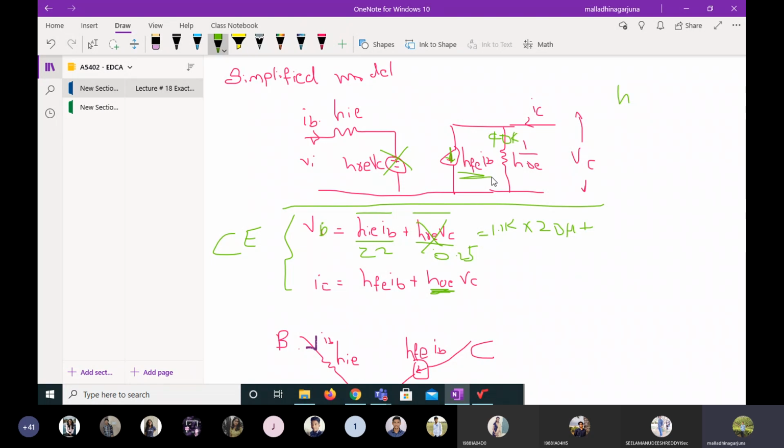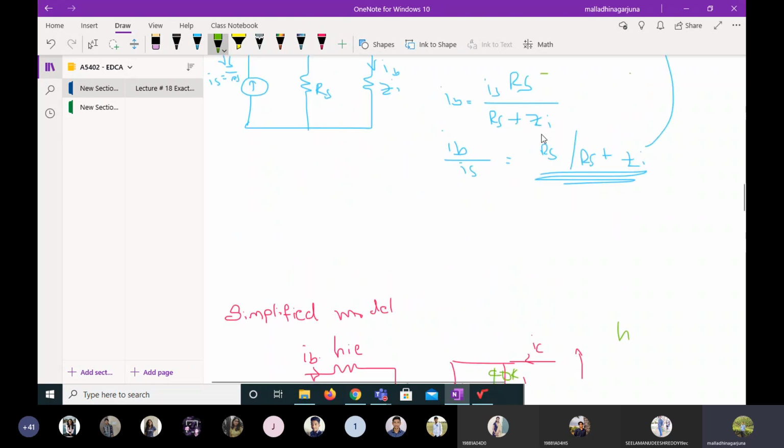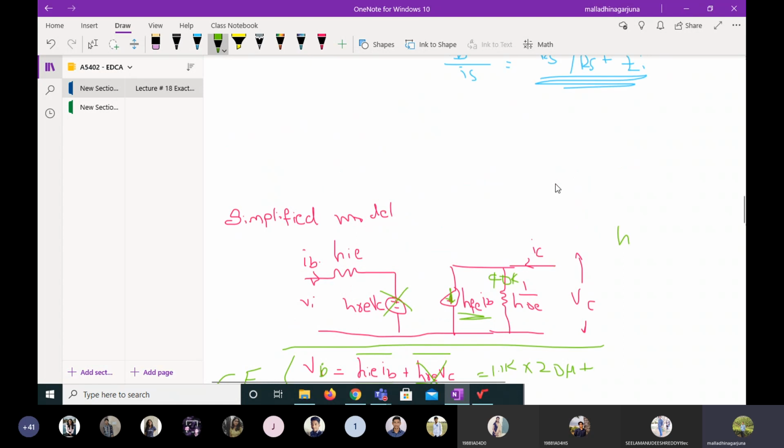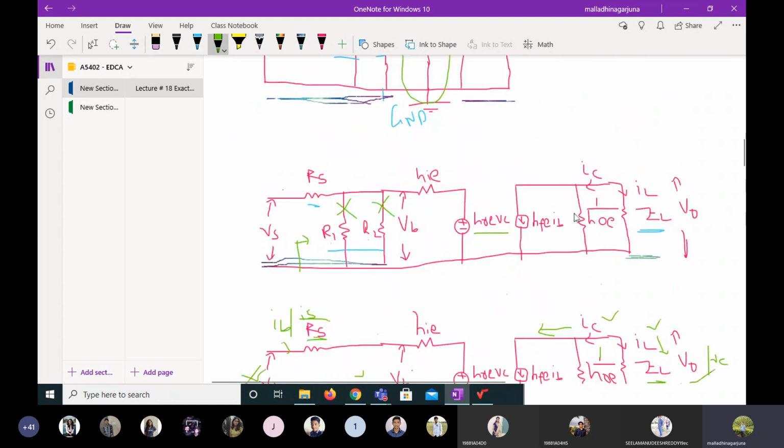Later, in the CE amplifier, you can go back and see. So this is the H parameter model, simplified, as we discussed in the previous class. What is this value here? This is 40k. Which is parallel to the load resistance. What is the load resistance? How much can we take? I can take it as 10k.